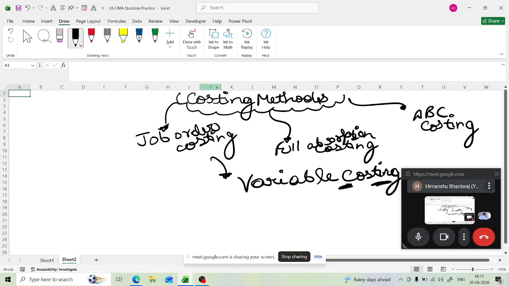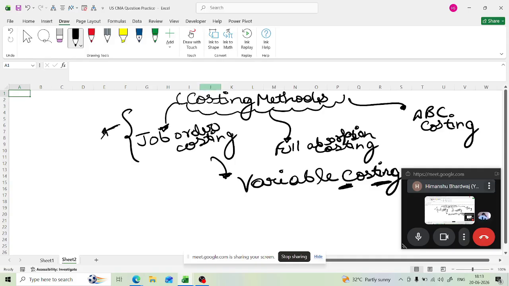Variable costing. Why are we not using these upper three costing methods, job order, full absorption, ABC costing, and any other costing for our CVP analysis, and why are we using variable costing? You should have that understanding first before going deep into variable costing.